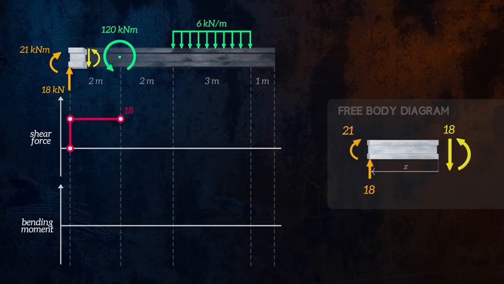At x equals 0, the bending moment is equal to the reaction moment of 21 kilonewton meters. As we move to the right, we also need to consider the moment caused by the 18 kilonewton reaction force. This gives us the equation for a straight line.